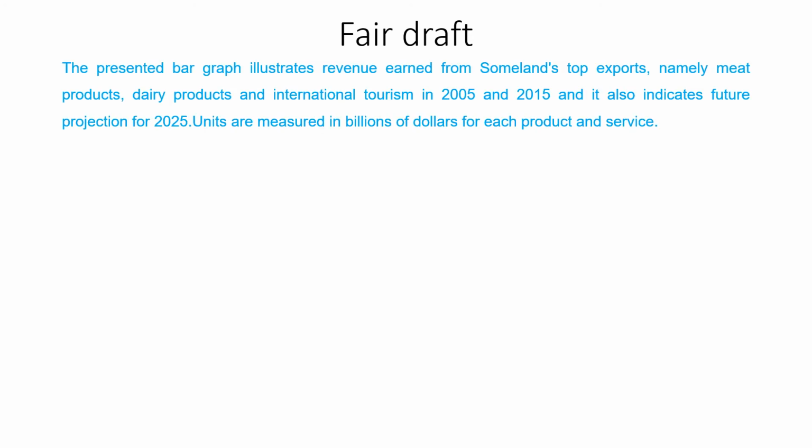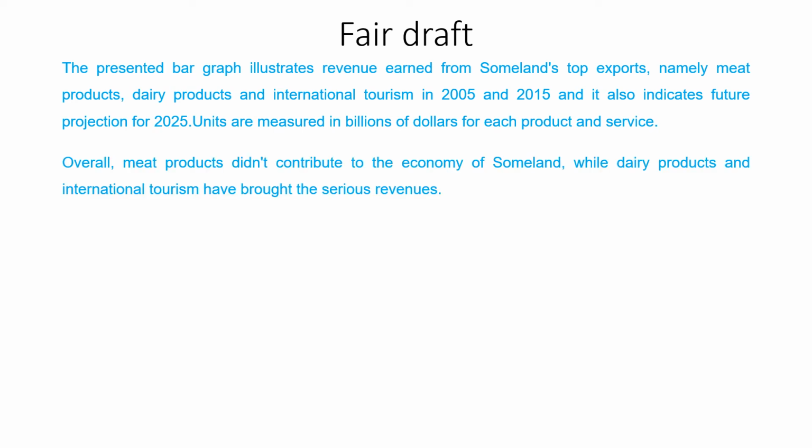The presented bar graph illustrates revenue earned from Somland's top exports, namely meat products, dairy products, and international tourism in 2005 and 2015. And it also indicates future projection for 2025. Units are measured in billions of dollars for each product and service. Overall, meat products didn't contribute much to the economy of Somland, while dairy products and international tourism have brought serious revenues.